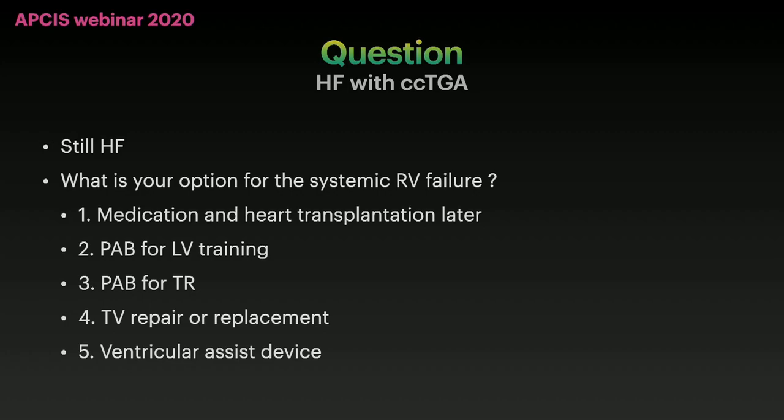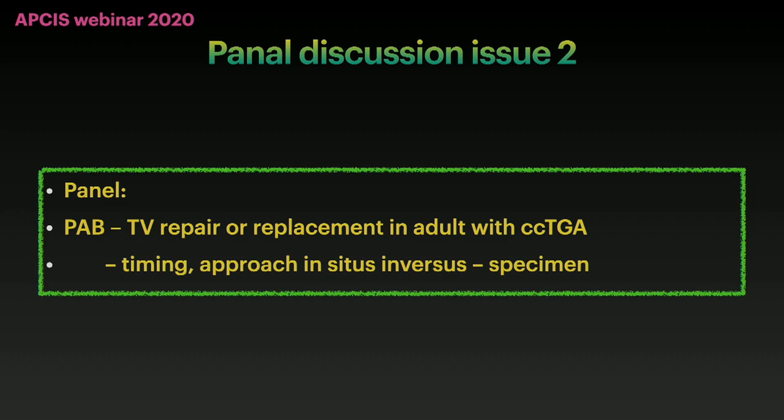Next, this is the second panel discussion issue. Nowadays, we have many adult congenital heart patients. One of the issues is systemic right ventricle failure, especially in ccTGA cases. We try CRT, sometimes tricuspid valve repair or replacement, but we don't know the timing and which one is first. This patient was admitted recently in our hospital, so I'd like to ask the panelists about adult patients with systemic right ventricle failure. What do you try?